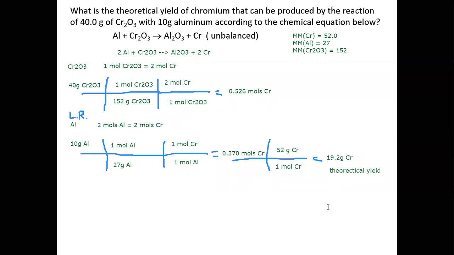So again, I hope it's noticed that we're doing the same set of calculations each time. So we'll look at another example involving a limiting reagent.